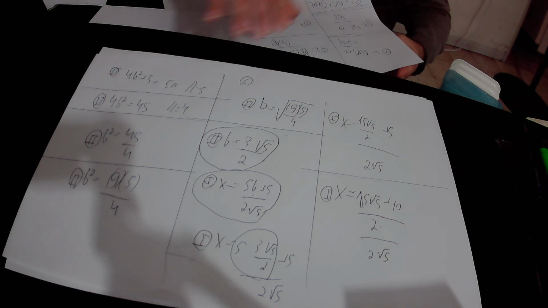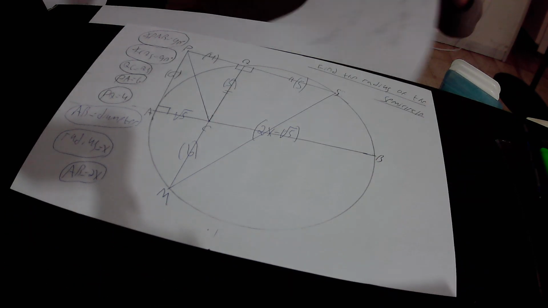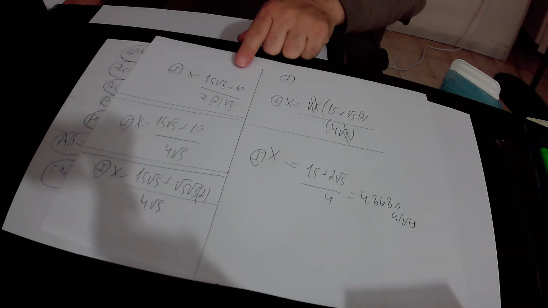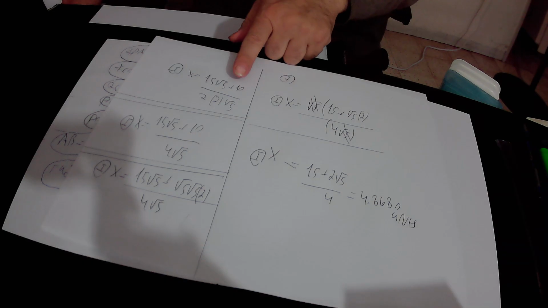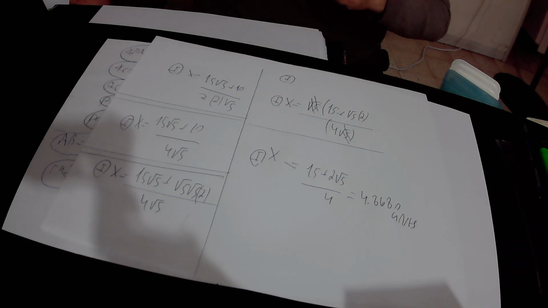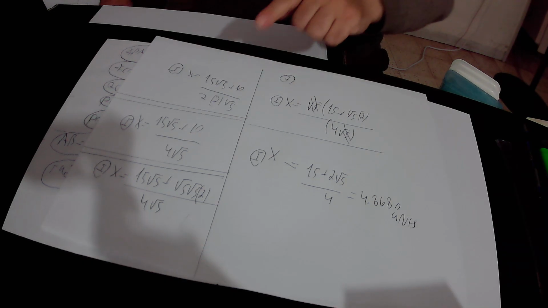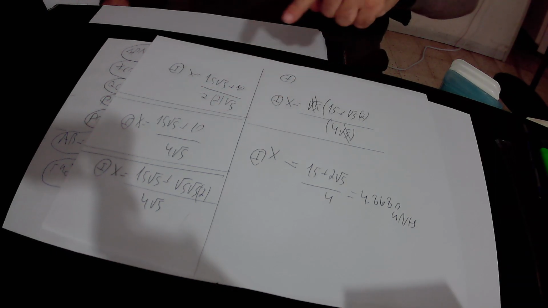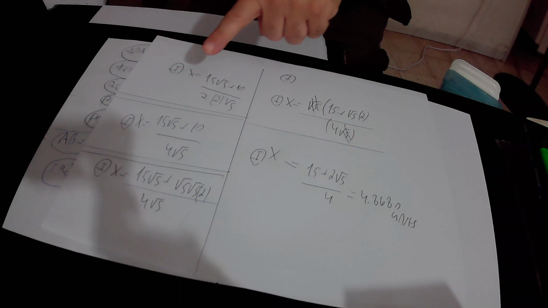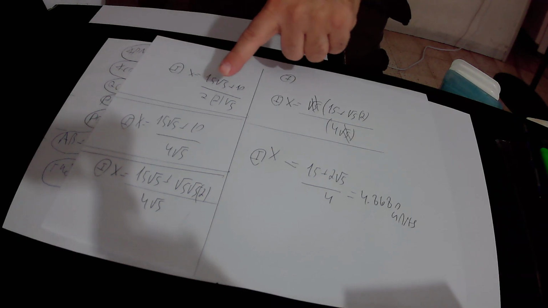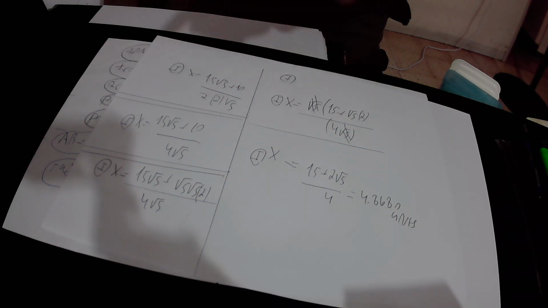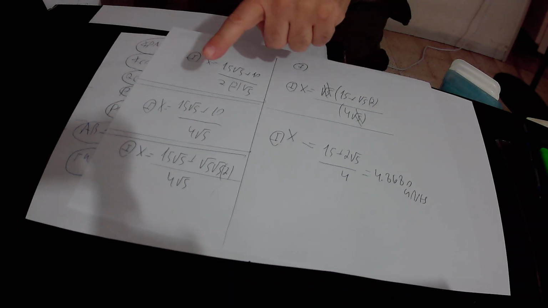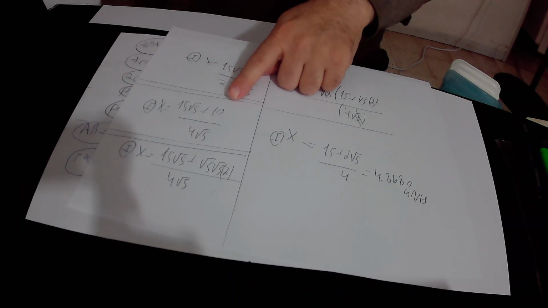And finally, we found out actually that x equals to (15 times square root of 5 plus 10) over 2 times 2 times square root of 5. 2 times 2 is 4, so in total in the denominator we have 4 times square root of 5. Therefore this expression equals to x equals to (15 times square root of 5 plus 10) over 4 times square root of 5. So x equals to 15 times square root of 5 plus 10.